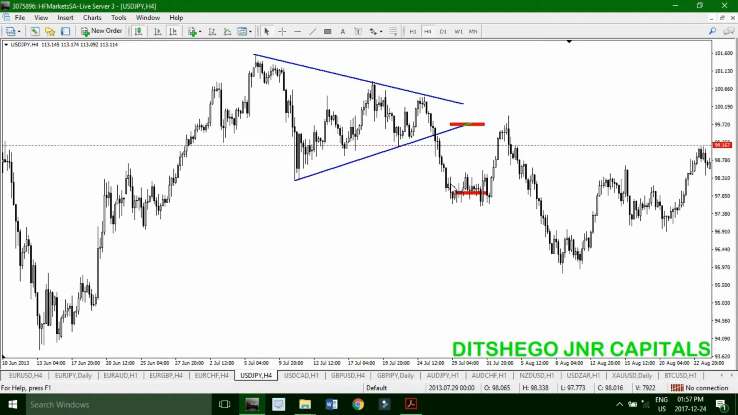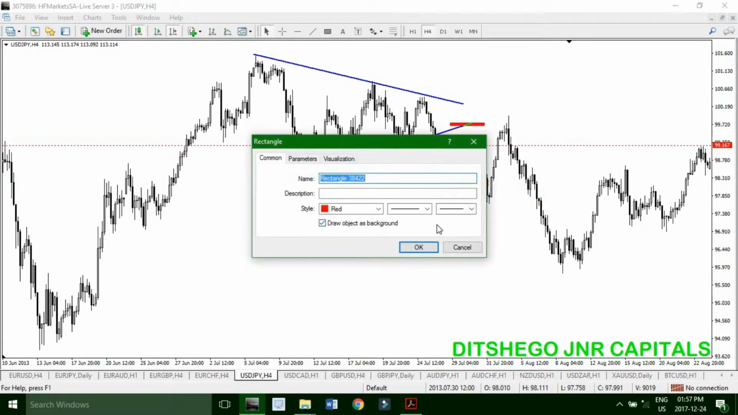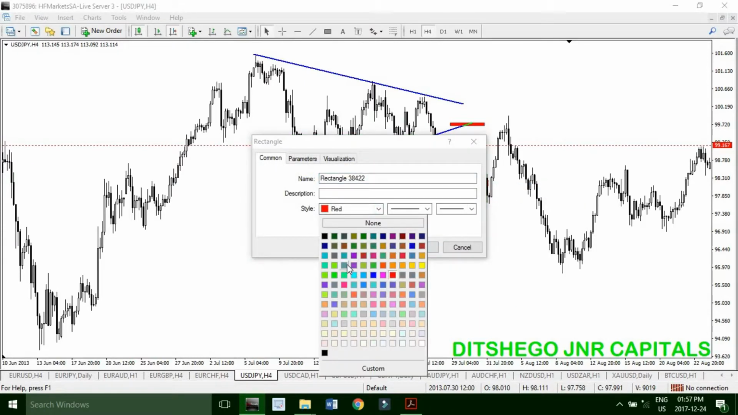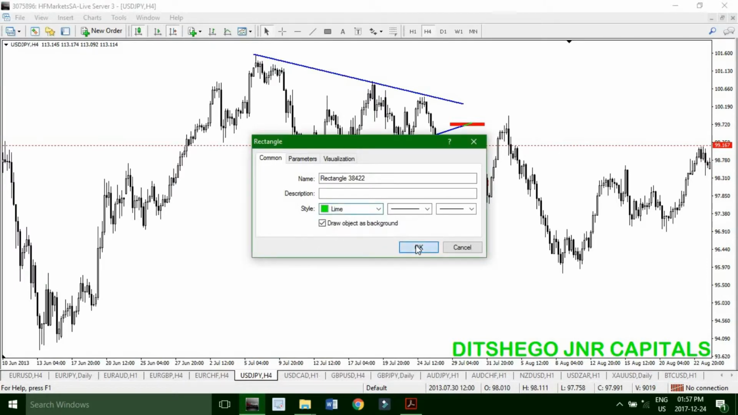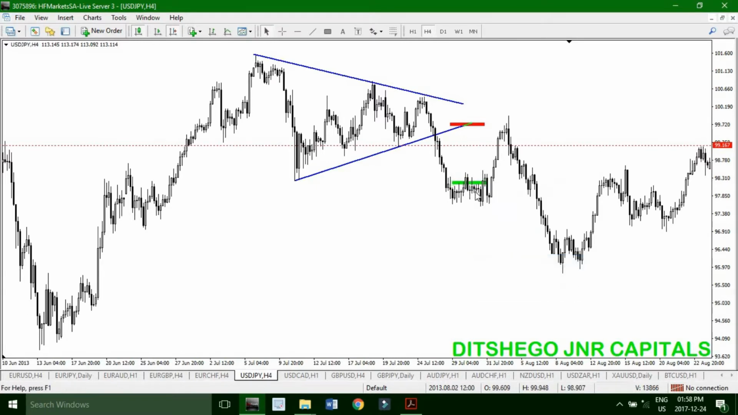And yeah, our target, which is like 1,000, it's like a 2-to-1 risk reward ratio there, and that's like a perfect ratio for a trade to take.